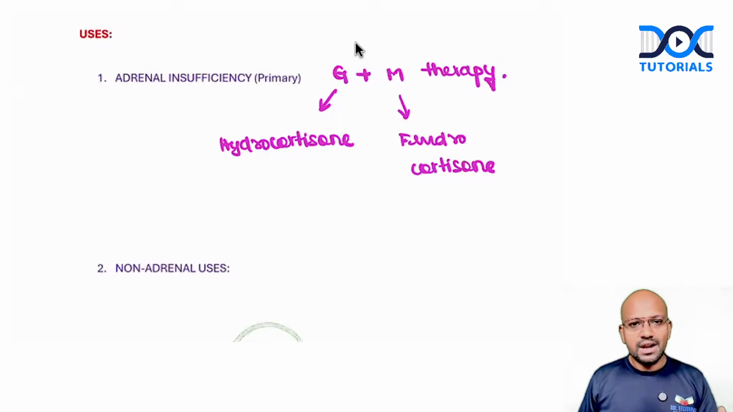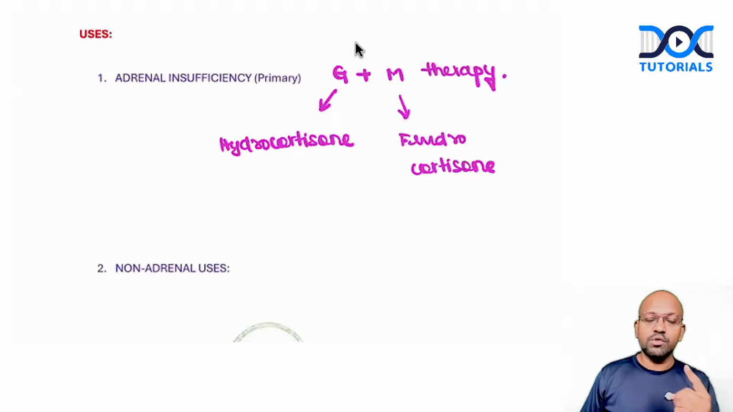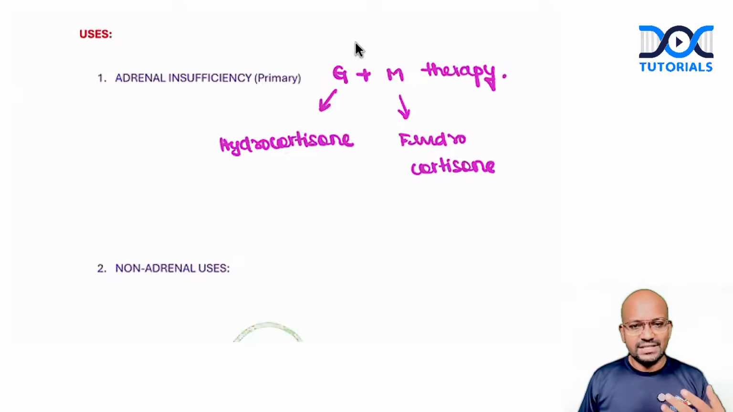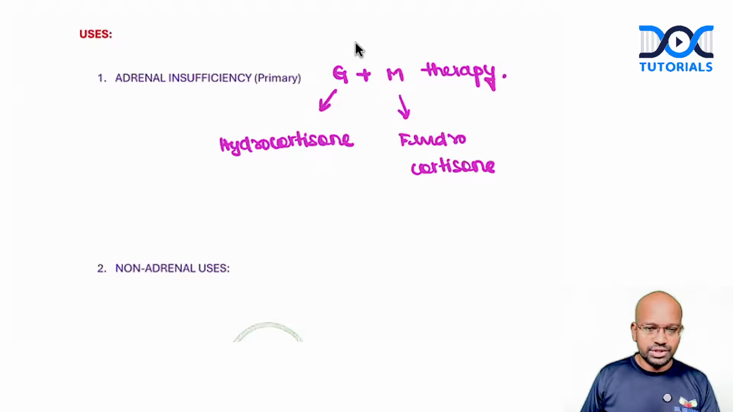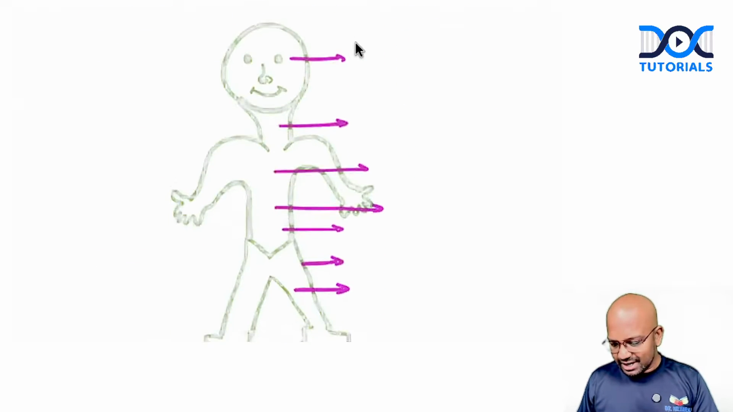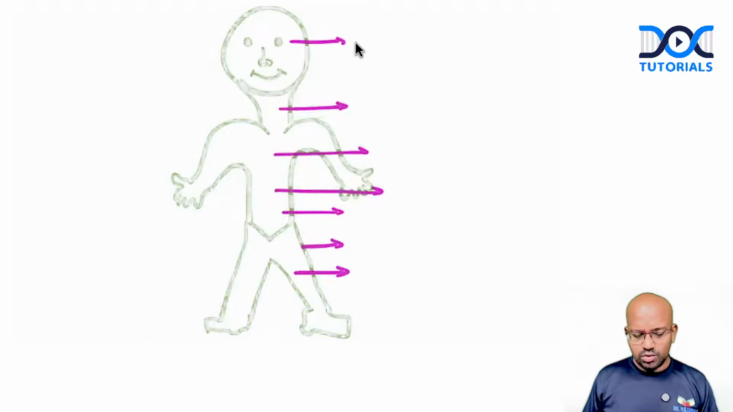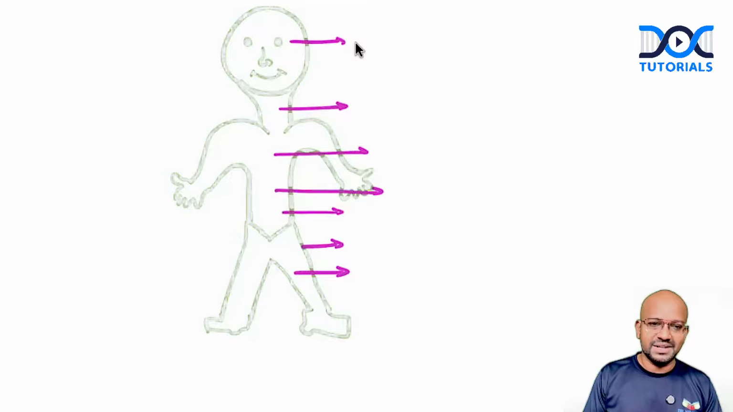What about non-adrenal uses? This is a very important question, guys. Uses of corticosteroids itself might be a short note for you. Now, for remembering adrenal insufficiency, you can easily remember it. What about non-adrenal uses? We are going to explain that with a diagram. This is a simple diagram. I don't expect you to draw this diagram in the answer sheet because I don't know how the exam correctors are going to feel. This is just for remembrance purposes.